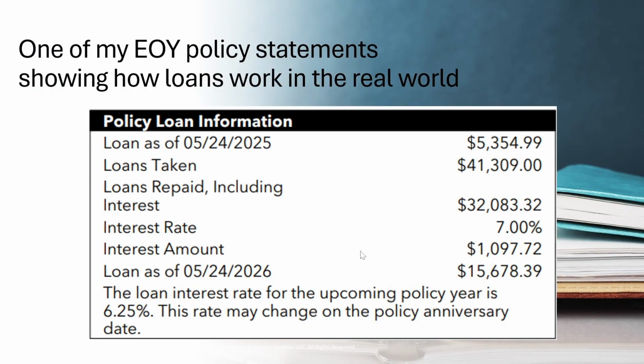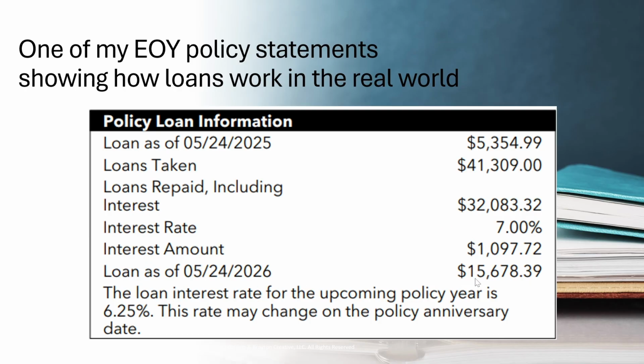The interest amount that we paid over the course of that year was $1,097.72. Again, that's against loans of $41,309 over the course of that year. Now, we ended the year at 5/24/26 at $15,678.39. So we did carry over a higher balance over the course of the year at the $15,678. But again, we did make a substantial amount of repayments.